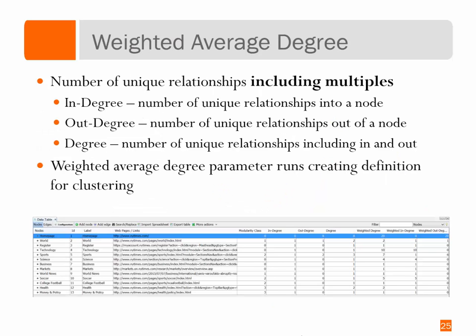Now, with that understanding, we can also have what's known as the weighted average degree. It's very similar to what we've just discussed with average degree, but it takes into account the number of unique relationships, including multiples. It's possible that objects can have multiple relationships.